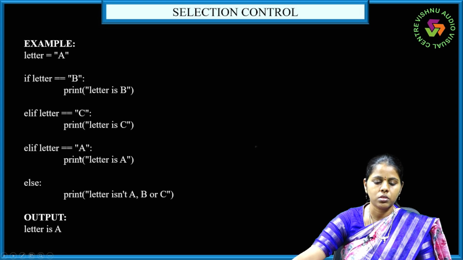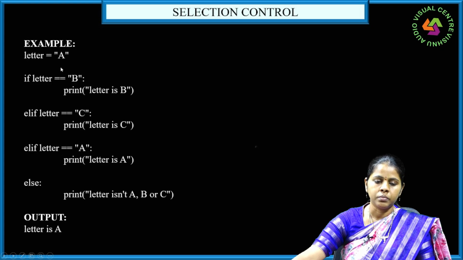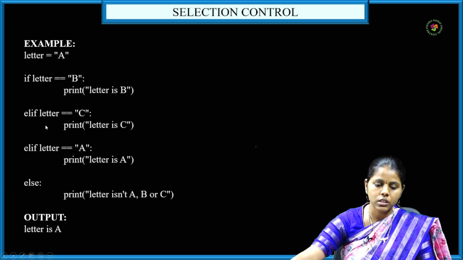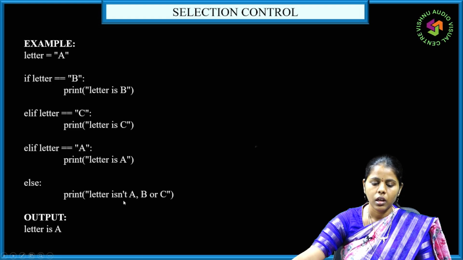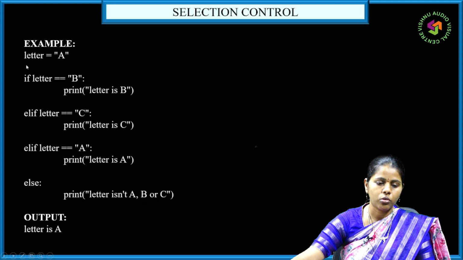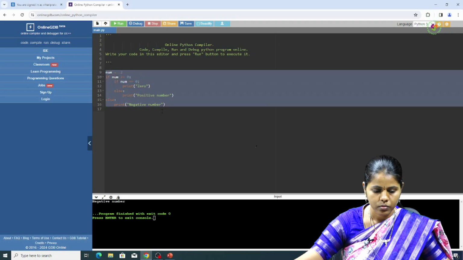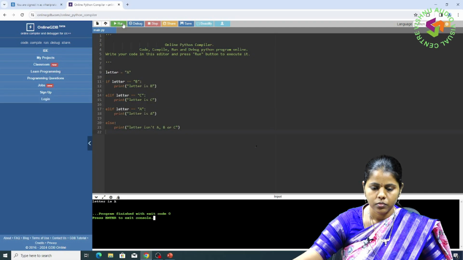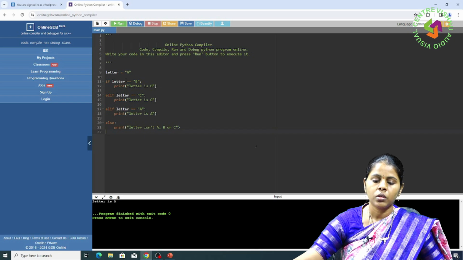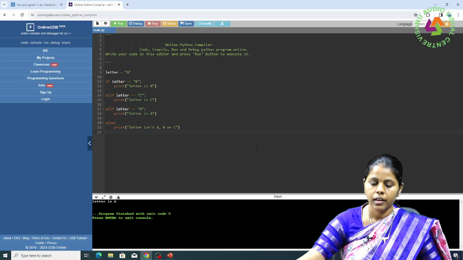Otherwise, suppose here I have given letter as D. Then it won't execute any of the statements. It will directly execute letter isn't A, B or C. So let's look at the output for this one. Here I am initializing letter as A, so that's why it is printing letter is A.